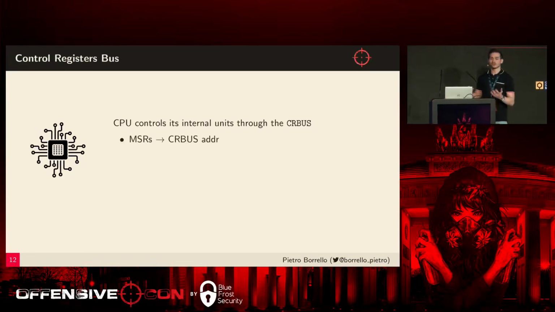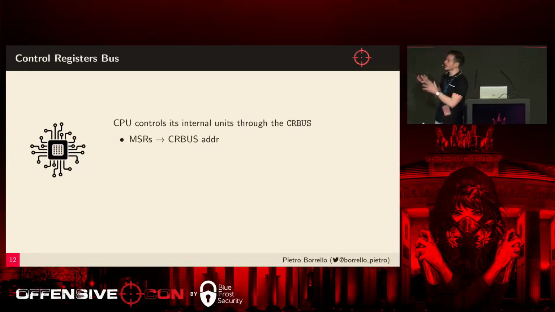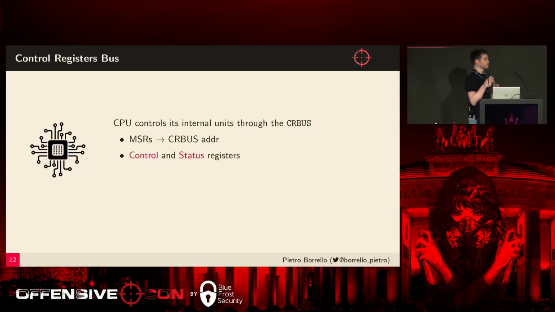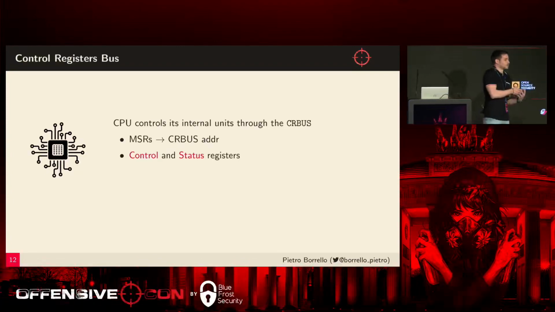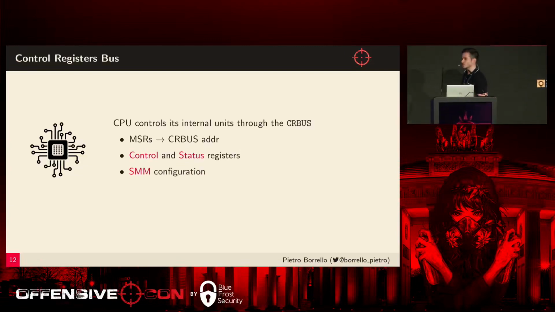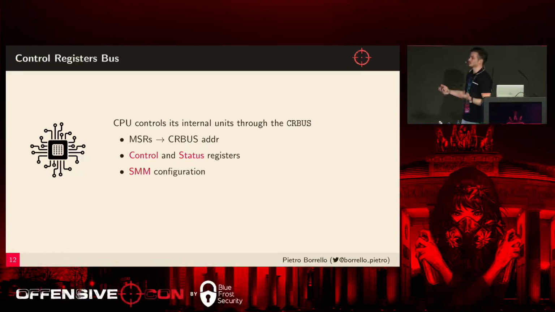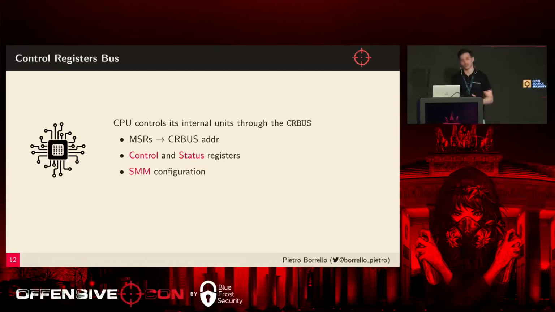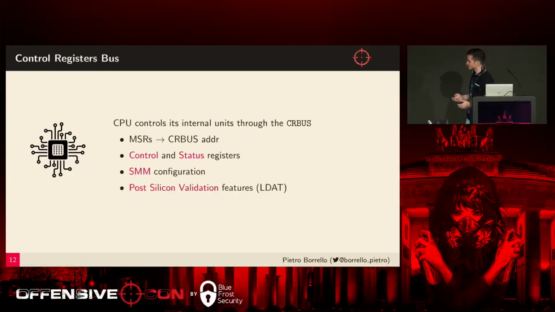So for example, most of the model-specific registers are actually mapped to addresses inside the control register bus. Even control and status registers at the x86 level will, at the microcode level, just be addresses in the control register bus. System management mode configuration will also be addresses in the control register bus. And system management mode is like the deepest state of the CPU that is supposed to be protected against the kernel and the hypervisor, and no one is supposed to access.